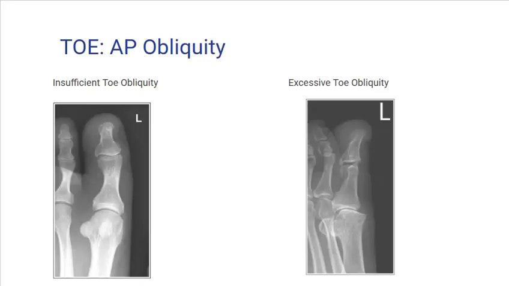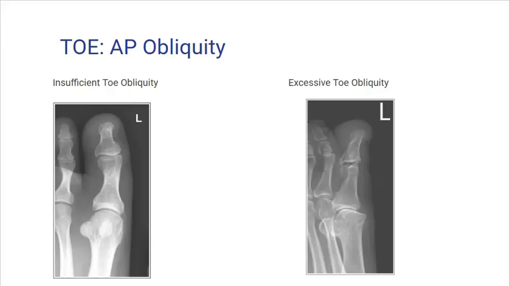Now, when reviewing an AP oblique toe projection, it is important to assess the degree of toe obliquity or rotation. Insufficient toe obliquity is indicated when the mid-shaft concavity of the proximal phalanx and the soft tissue width appear nearly equal on both sides of the toe. This suggests that the toe was not rotated enough. We need to increase obliquity.